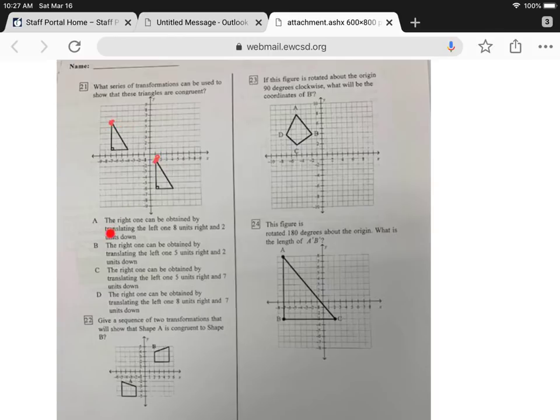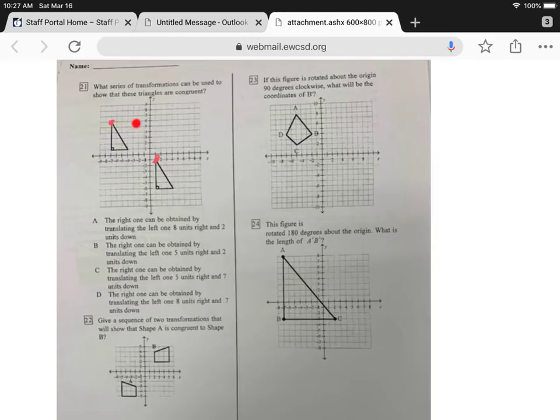And if I look at all of my answers, it says the right one can be obtained by translating it 8 units to the right, 2 units down. This one says 5 units to the right, 2 units down. This one says 5 units right, 7 units down. And this one says 8 units right, 7 units down. You notice that they're all translating. They're all translating, so we're sliding, right? And let's see what we actually are sliding.